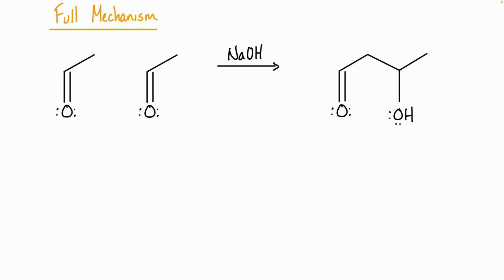So step one of our mechanism here is you need to show me that enolate formation under basic conditions. Everybody take a second. We have this base, sodium hydroxide. We can even get rid of the sodium, just the hydroxide here.